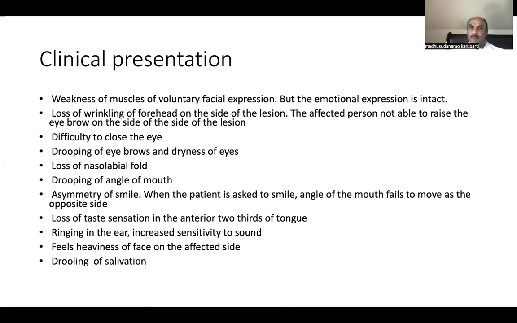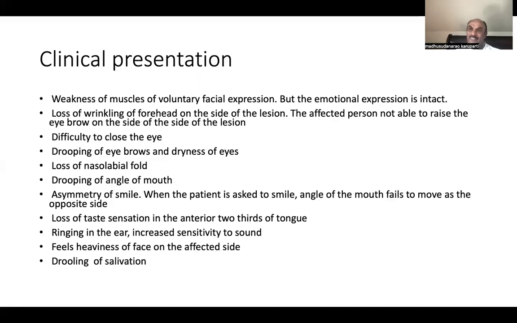Well, when you examine the patient, there is a loss of frontal creases, there is a drooping of the eyebrows, widening of the palpebral fissure, and there is a difficulty in closure of the eyes, and there is a loss or flattening of the nasolabial fold, drooping of the angle of the mouth, and the smile is asymmetrical. And the angle of the mouth on the side of the lesion cannot move as much as the normal side.